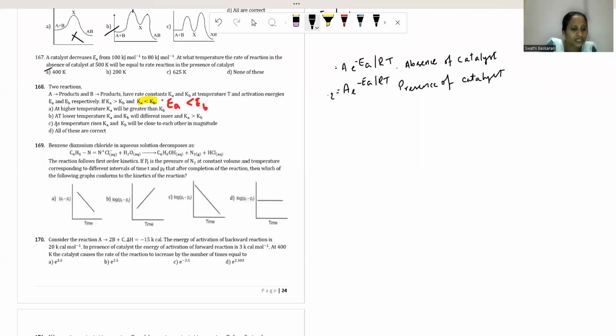Okay, now what is option C? As temperature rises, Ka and Kb will be close to each other in magnitude. Yes, of course, there is a temperature at which Ka and Kb values could be almost equal in magnitude, and hence this possibility is also there. After that, option D they have given says all of these are correct. And obviously all three statements are correct pertaining to the question, that is, given Ka is greater than Kb and Ea is less than Eb, hence option D is correct. Option D is correct.